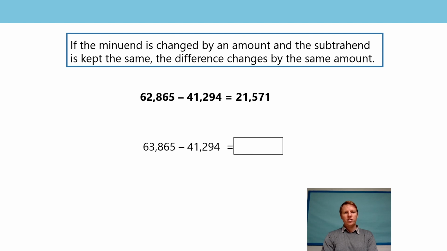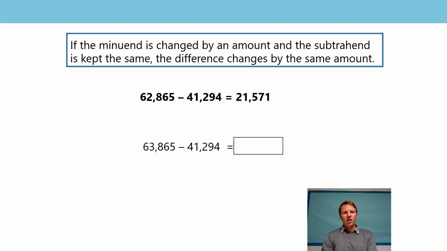Now we're going to use that calculation to help us solve a different calculation. In this calculation, do we know the minuend? Yeah, it's 63,865. Do we know the subtrahend? Yep, I can see that. We don't know the difference. So let's think about how the minuend or the subtrahend or the difference changes. Does the subtrahend change? No, the subtrahend we can see is 41,294 in both calculations. The minuend, however, does change.